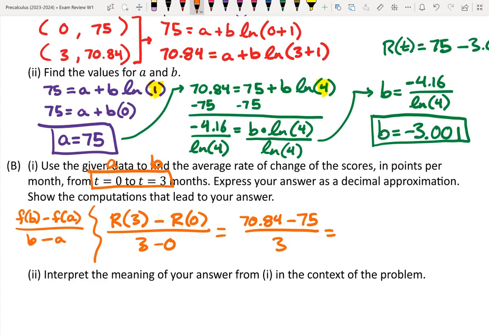Okay, let's see. Jathan, what did you get for that average rate of change? Negative what? 1.387. Do we all agree with that average rate of change? Awesome. Now, one thing that I would recommend we do is put in the units. What would be the units for this average rate of change?